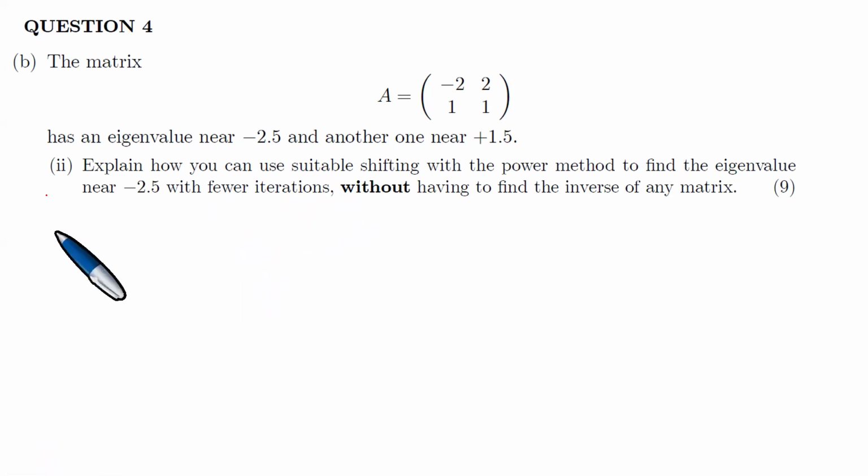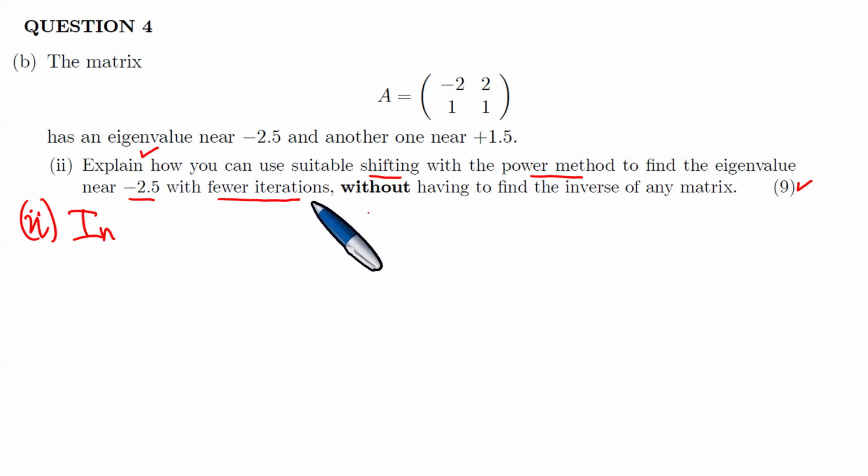Right, so we're looking at this here. There are a couple of things we're going to take into account. We need to explain, for 9 marks, how you can use suitable shifting with the power method to find an eigenvalue near minus 2.5 with fewer iterations without having to find the inverse of any matrix. Many times we need to find the inverse of the matrices, and we're going to discuss that. We shall do examples on finding inverses with this power method. Let us explain the suitable shifting.